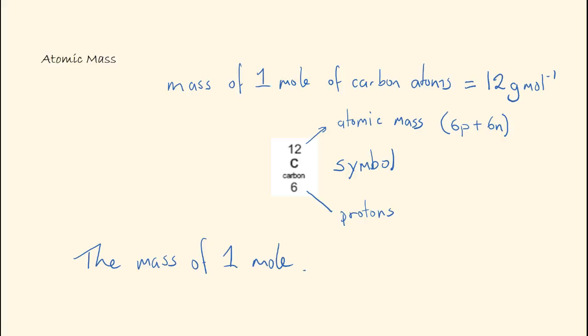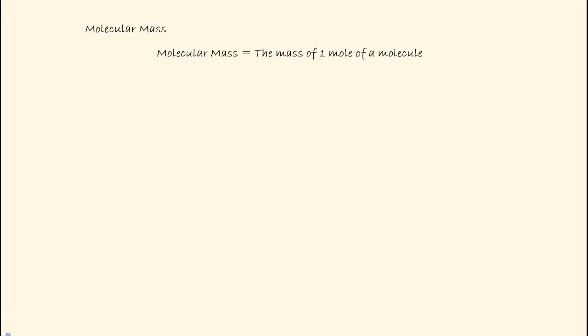The next thing to consider then is the molecular mass. Like the atomic mass, the molecular mass is simply equal to the mass of 1 mole of a molecule. In other words, when we have 6.02 times 10 to the 23 molecules.